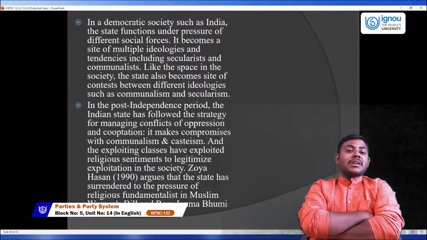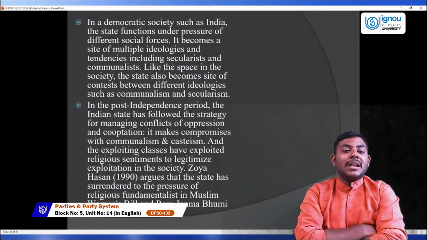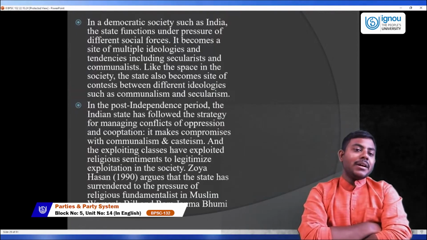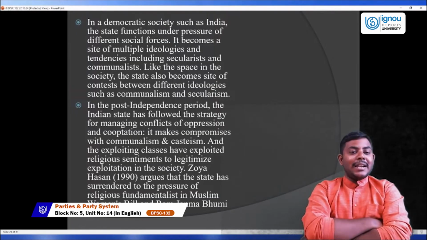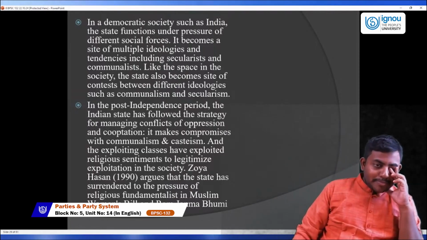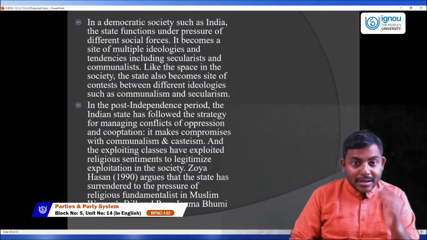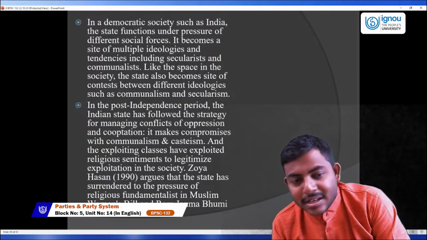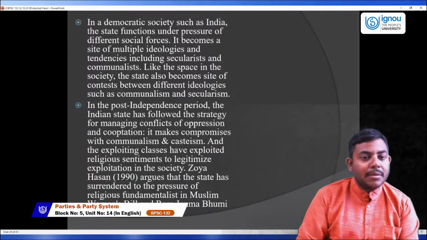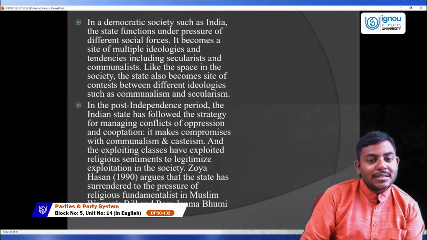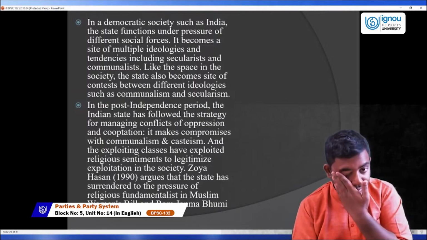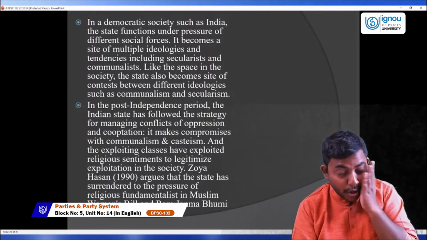In a democratic society such as India, the state functions under the pressure of different social forces. It becomes a site of multiple ideologies and tendencies, including secularists and communalists. Like the space in the society, the state also becomes a site of contests between different ideologies such as communalism and secularism. In the post-independence period, the Indian state has followed the strategy for managing conflicts of oppression and co-optation.